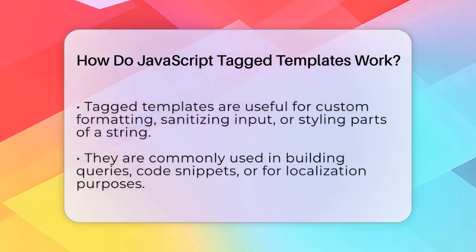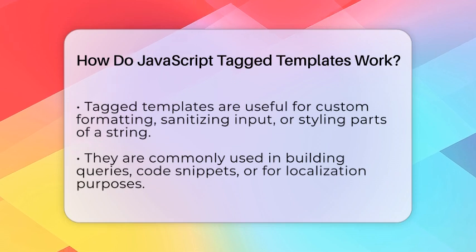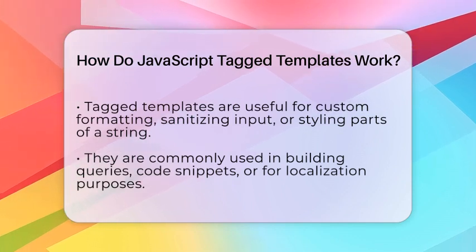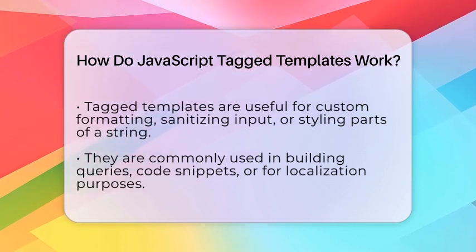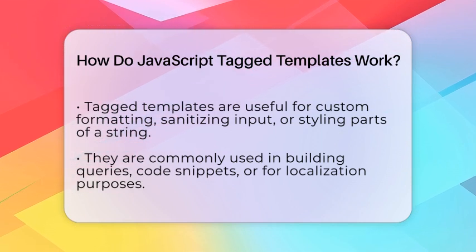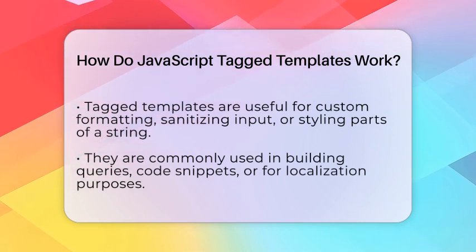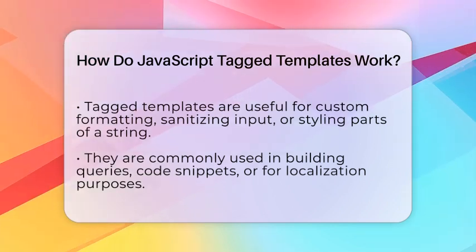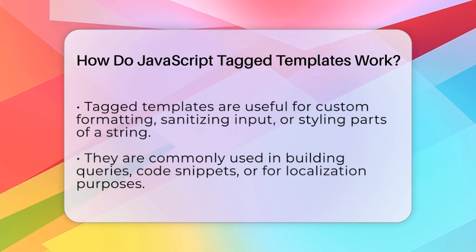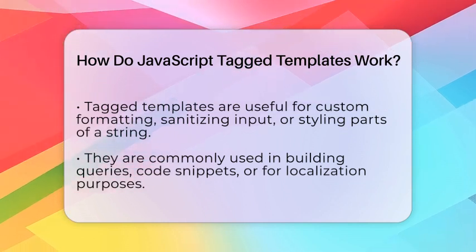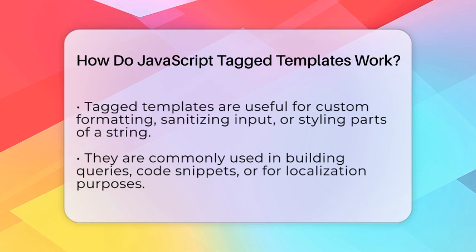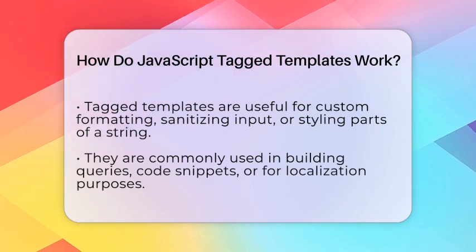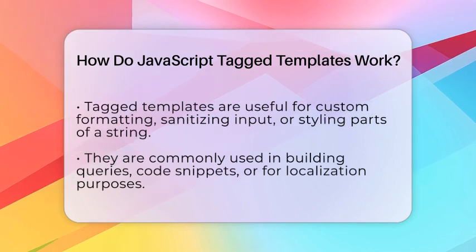Tagged templates are especially useful in real-world scenarios. You can create custom formatting functions, like highlighting variables by wrapping them in symbols or styling parts of a string. They are also great for preventing cross-site scripting attacks by escaping user input when inserting it into HTML. Developers use them in libraries for building queries or code snippets, like GraphQL or SQL, where parsing and validation happen right inside the template. Localization is another area where tagged templates shine, allowing you to change how strings appear based on language or region.